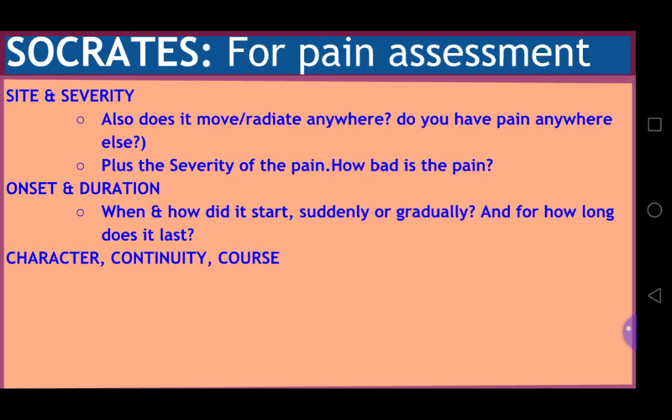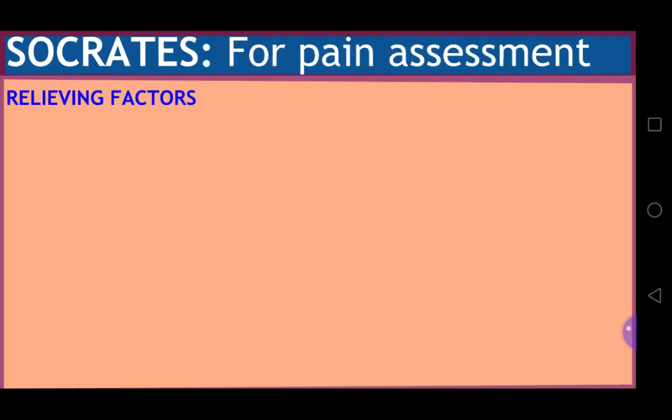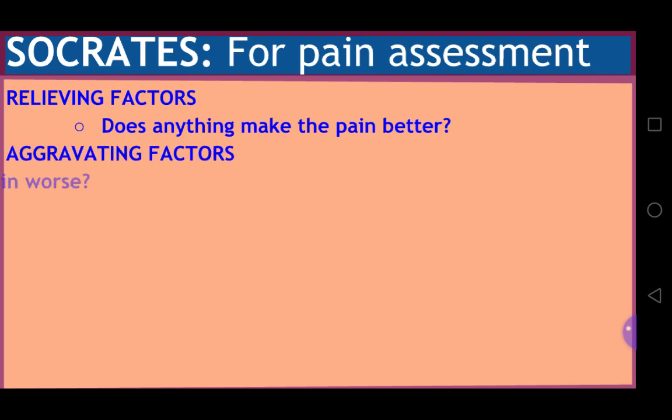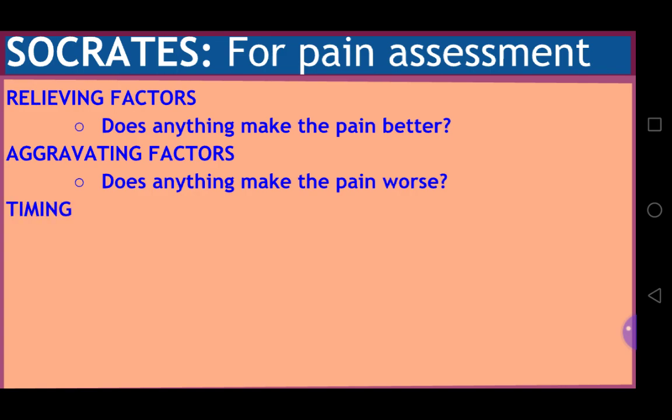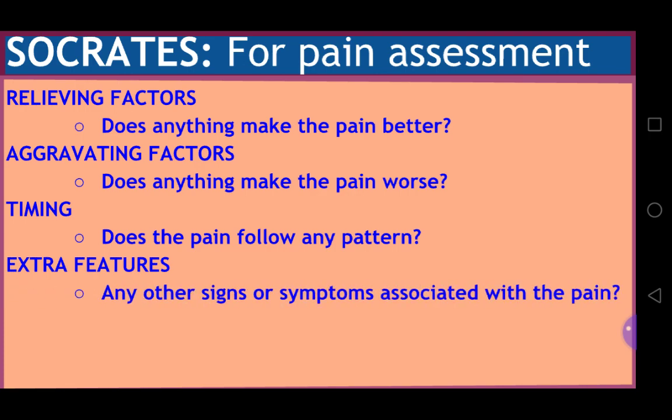C stands for character of pain. You can add continuity of pain and course of pain in this. So what is the pain like? Is it continuous or intermittent? Is it progressive or regressive? And is it getting better or is it getting worse? R in SOCRATES stands for relieving factors. Does anything make the pain better? A stands for aggravating factors. Does anything make the pain worse? T stands for timing. Does the pain follow any pattern, any time of the day? Then E stands for extra features, any other signs or symptoms associated with the pain. And S stands for similar episodes in the past.